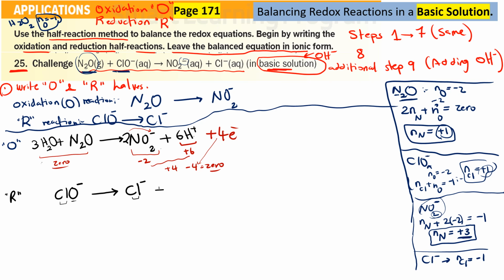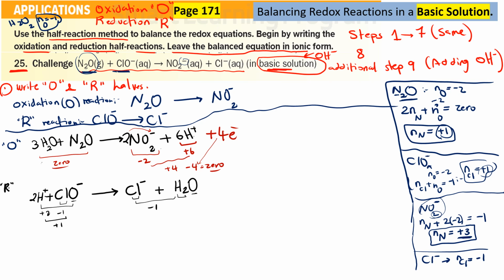So I will add H2O. Now I have one oxygen, right? But now I have two H's, so I will add 2H plus here. So this is reduction. Now let's look at the charges. The charge here is minus 1, because I have minus 1 from the Cl only, and H2O has no charge. In here it is plus 2 from H and minus 1 from ClO, so it is plus 1.